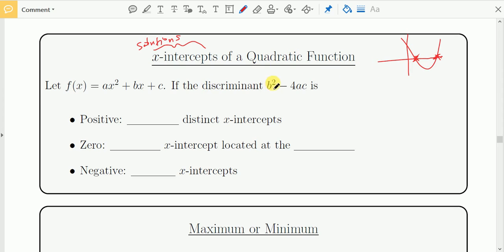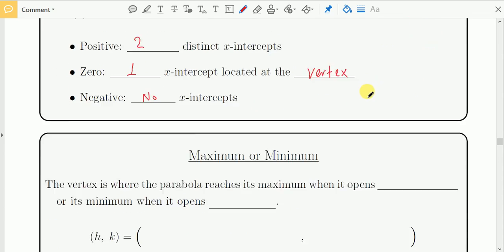Now, in order to find how many x-intercepts the quadratic function has, first you've got to find the discriminant, b squared minus 4ac. So the term b squared minus 4ac is called the discriminant of the parabola. And if you calculate this and it turns out to be a positive value, then you have two distinct x-intercepts, or two real solutions. If you have 0 for this whole thing, then you have one x-intercept located at the vertex. And if you have a negative value for b squared minus 4ac, then you don't have any x-intercept, or no solution in that case.